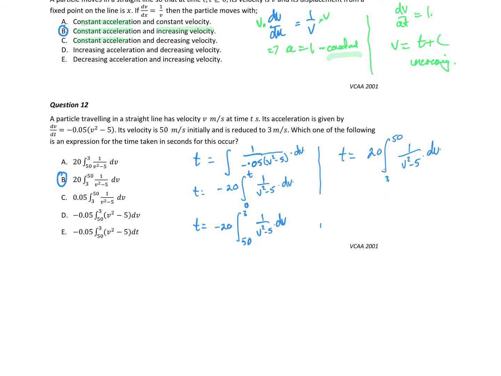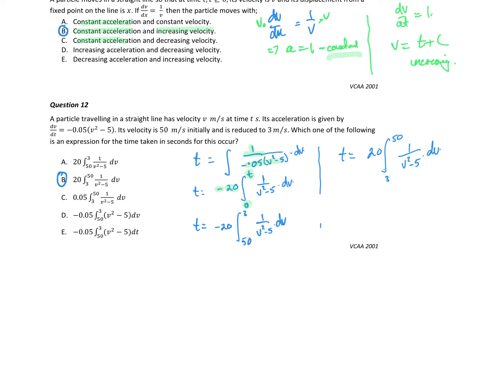Okay, a particle travelling in a straight line given by dv/dt. We've got some initial conditions, so again, I'm going to flip everything upside down. t is equal to the integral of 1 over that expression. 1 over 0.05 is 20, so I've got a negative 20 out the front. I want an expression for the time, so I'm going to integrate between 0 and t. Okay, we're finding our time. So there's the expression for the time in terms of the velocity, yeah?